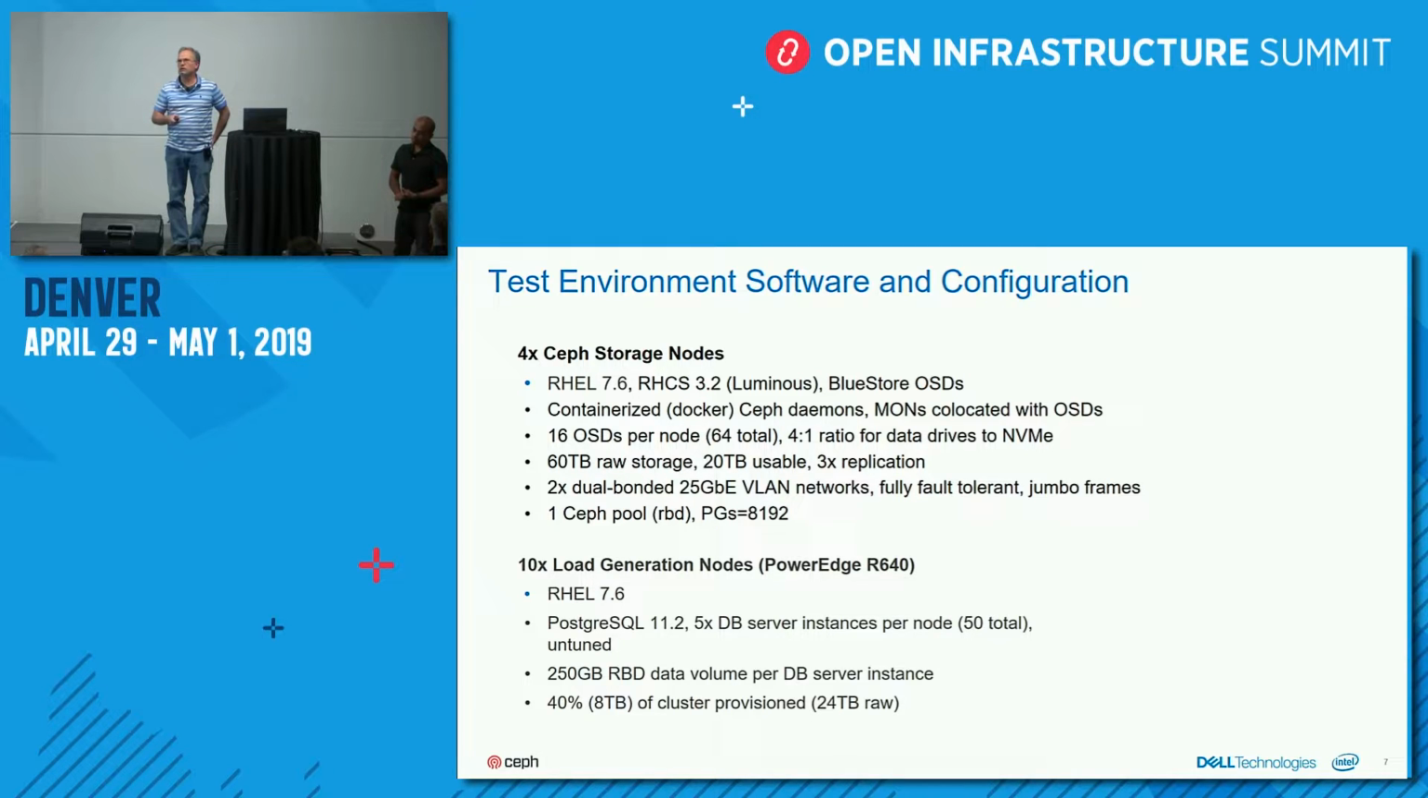That's kind of a tricky thing to say, but as you might know, tuning databases is a whole world unto its own. So the thinking was, let's just go with a default install. We'll adjust buffer cache, but we won't really get into tuning per se. We have 250 gigabyte RBD data volumes per database server instance, and we provision about 40% of our cluster. So we ended up using about 8 terabytes.